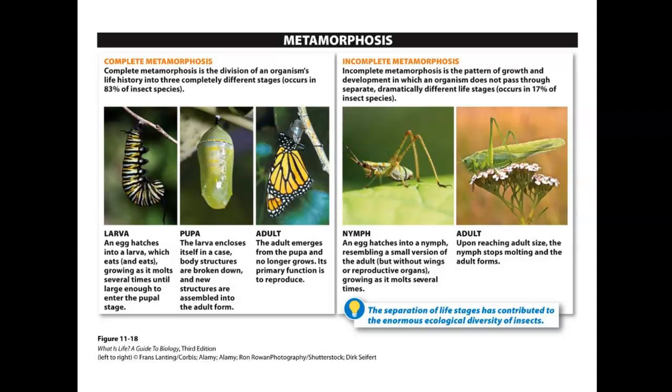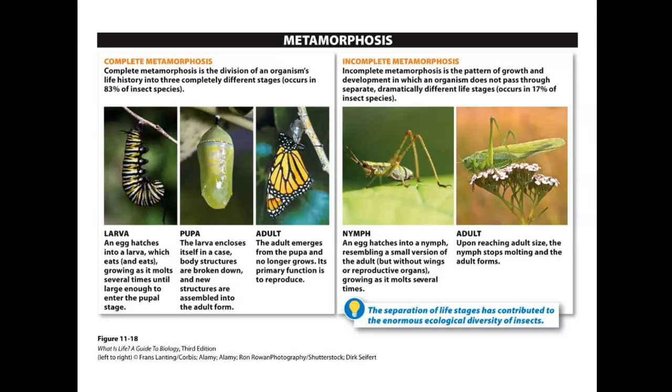So it has a larva stage where the egg hatches into a larva, and then it's going to eat and grow and it molts. It forms a pupa where that larva encloses itself into a case as its body structures break down and form new structures. And then it forms its adult stage that emerges from the pupa and no longer grows.